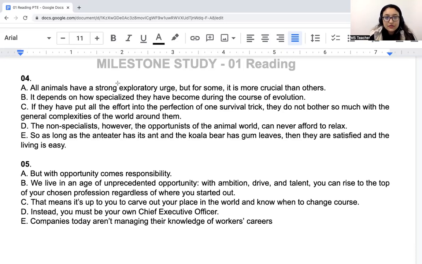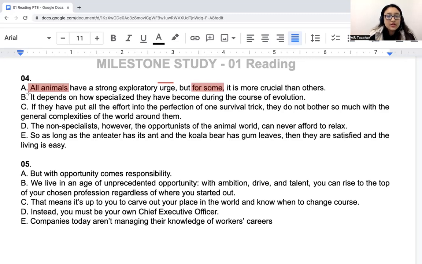All animals have a strong exploratory urge, but for some, it is more crucial than others. So urge means some kind of need. All animals, general, have a strong exploratory urge, but for some, it is more crucial than others. That means everybody has it, but for some, it's more important. And for some, it's not so important.